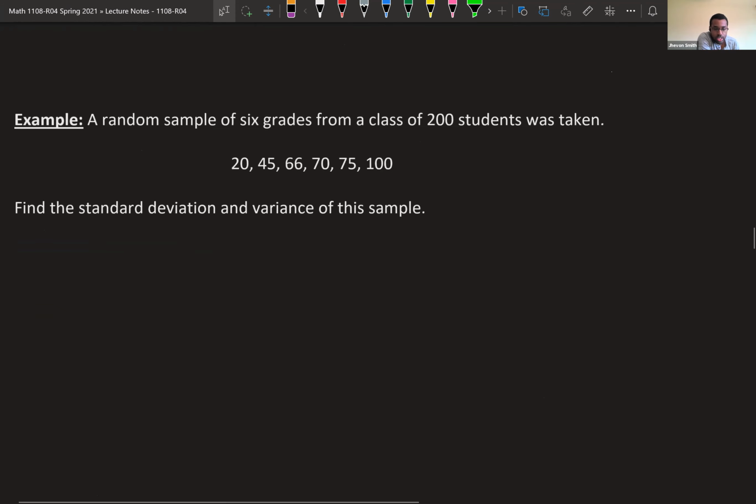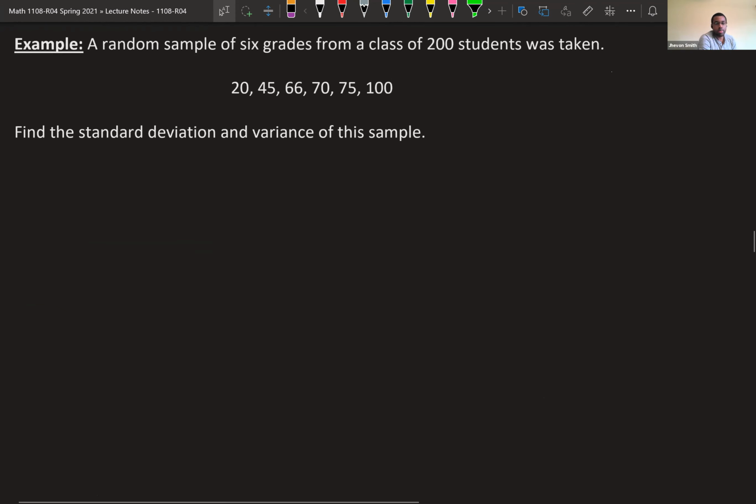Okay, so let's do some examples so we can see how to compute this. Okay, so we're going back to set 1 of the grades that we saw earlier, and I want us to compute the standard deviation and the variance of this data set.